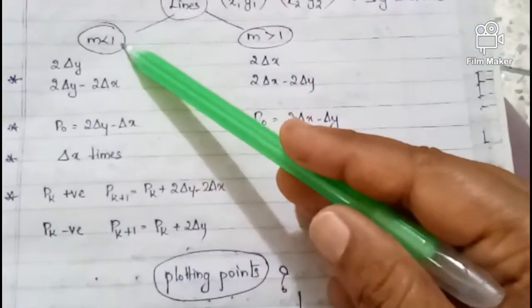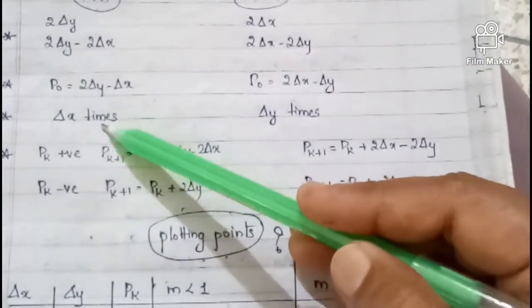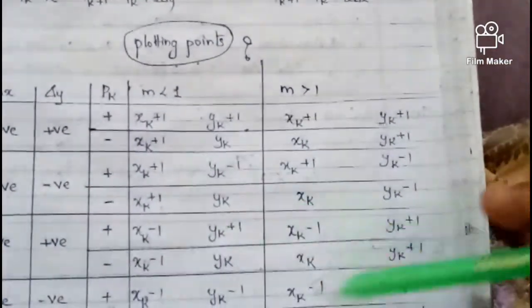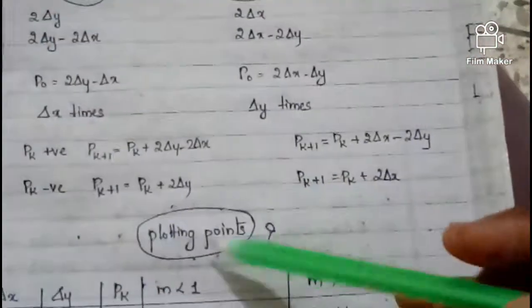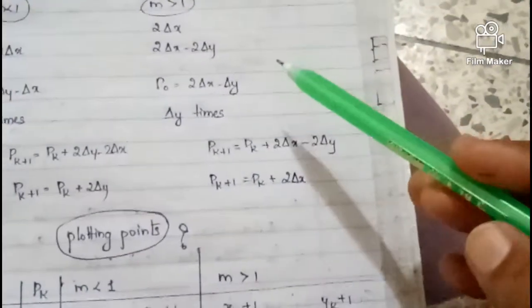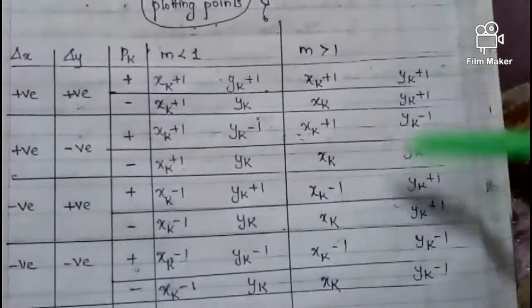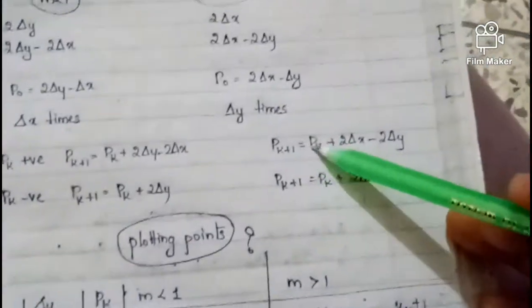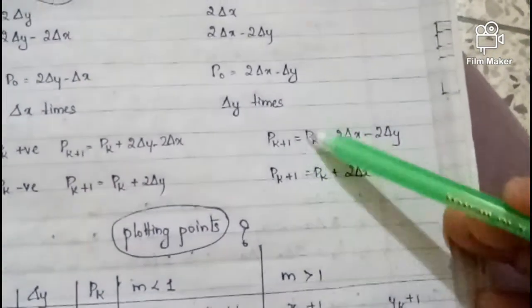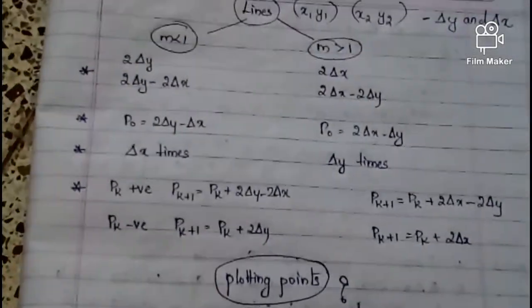So in the m less than 1 situation, you have to repeat the process delta x times, and every time you have to compute the plotting points using these mechanisms, and each time you will also calculate pk values. Clear? Similarly, in the m greater than 1 case, in delta y times, each time you have to find plotting points using these values, and each time you will also have to find the pk plus 1 values.